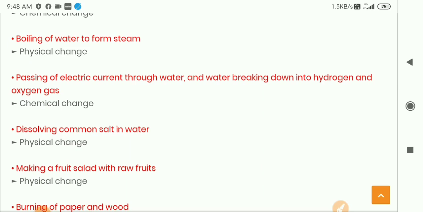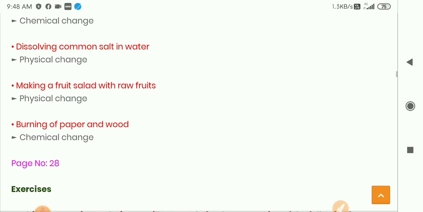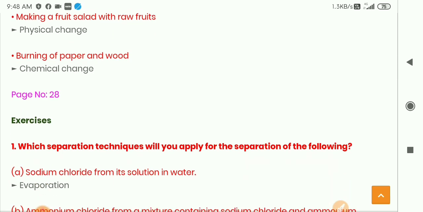Passing of electric current through water and water breaking down into hydrogen and oxygen gas, it's a chemical change. Electrolytic decomposition is a chemical change. Okay, now dissolving common salt in water, physical change. Dissolution is also a physical change. Making a fruit salad with the raw fruit, it's a physical change. Burning of paper, wood, it's a chemical change.